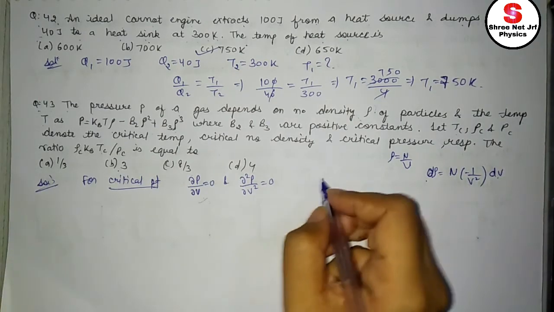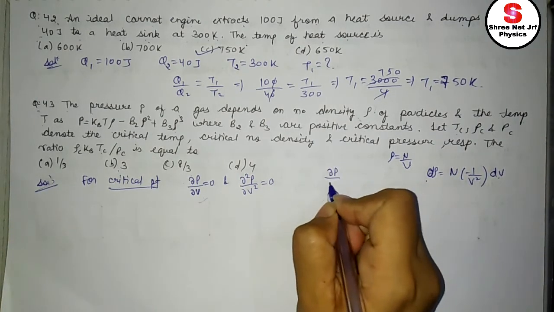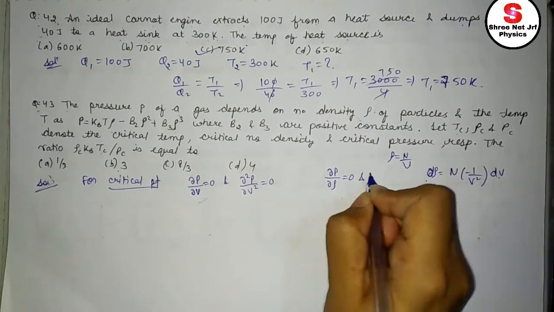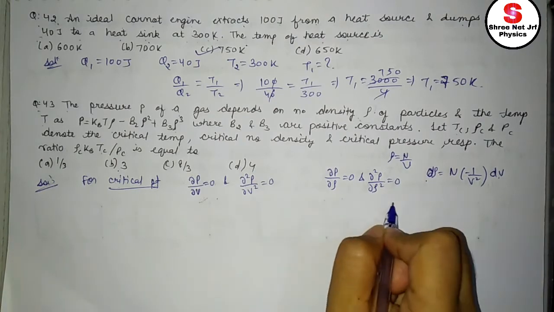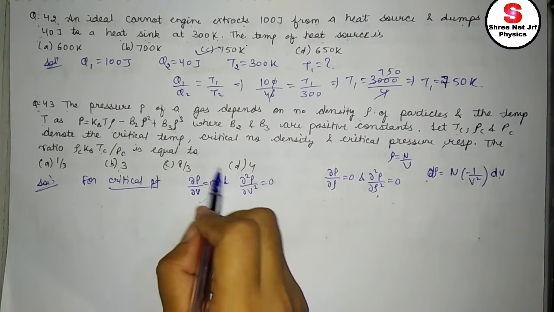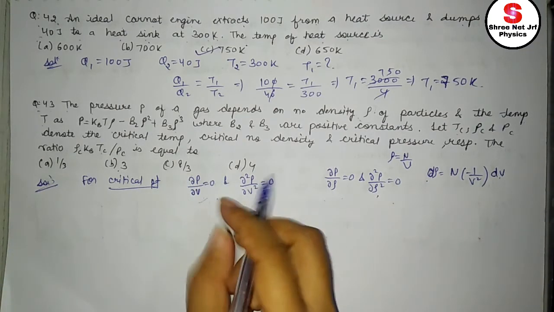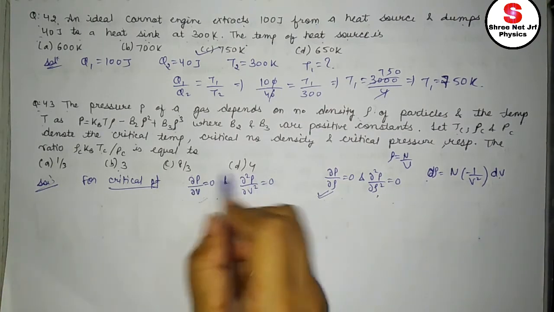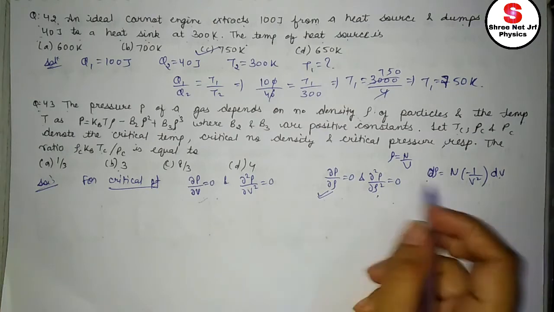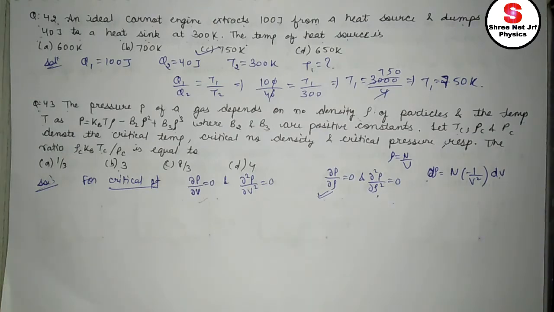So I can also use del P by del ρ equals 0 and del 2P by del ρ square equals 0. In both the cases, I get the same answer. As the calculation is just a little bit more in the other one, I will prefer doing this. You can try by the other also, and the thing is same in both the cases.